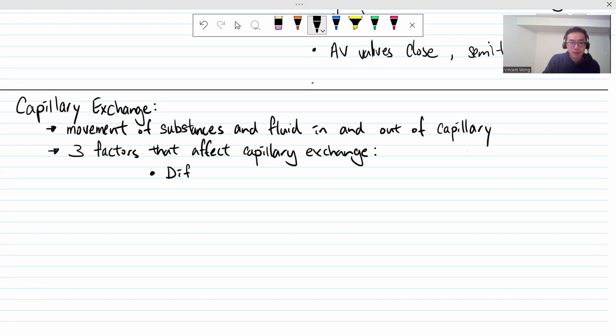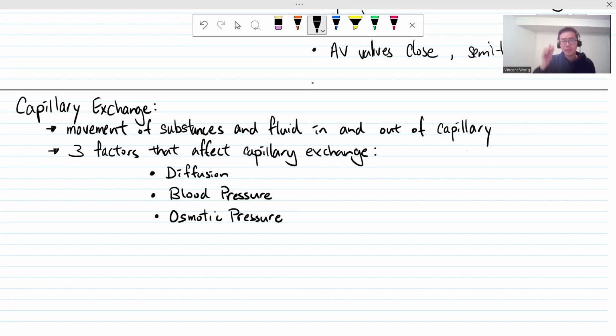The first one is easy. The first one is diffusion. You learned diffusion last semester, but I'll explain again. The second one is blood pressure. And the third one is probably new to you. It's called osmotic pressure. I'll explain, okay? I just want to write them out for you first. There you go.